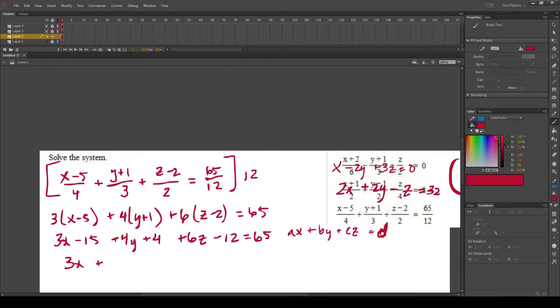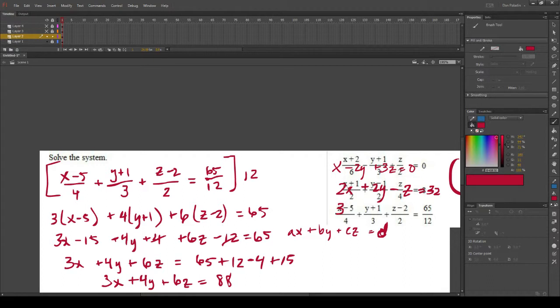So the 3x plus 4y plus 6z is going to be on the left, and over here on the right I'm going to have 65 plus 12, so that goes away, and then minus 4, and then plus 15. So 12 and 15 is 27. Added with the 65 should give me 92. Minus 4 is 88. So 3x plus 4y plus 6z is equal to 88. We're going to write that over here: 3x plus 4y plus 6z is equal to 88.